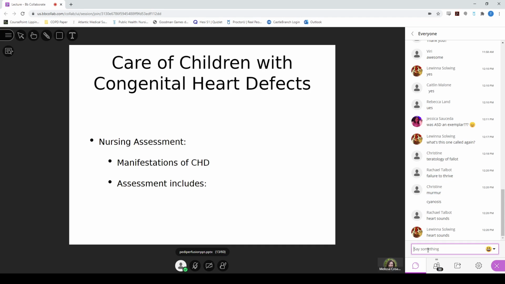What are you going to listen for? Heart sounds, right? What about your pulse? About the difference in your pulses between the brachial and the femoral, right? You're going to want to look for quality and symmetry. Your blood pressures, your oxygenation. They'll have oxygen saturations on these patients.